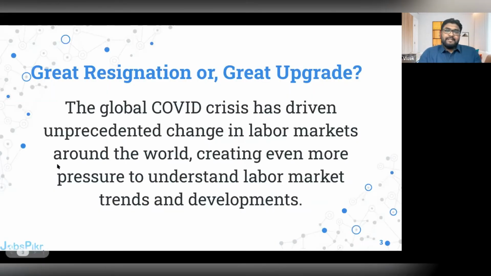So we all know that we are in a very difficult labor market right now. Whether it's great resignation or great upgrade is still up for contention. But COVID definitely has had its effect at a very large scale across the globe. And I don't think any of us have seen anything of this scale affecting all aspects of our lives. So the need to understand how the market is currently behaving, what kind of trends we are seeing, is all the more important in this context. It was always important.